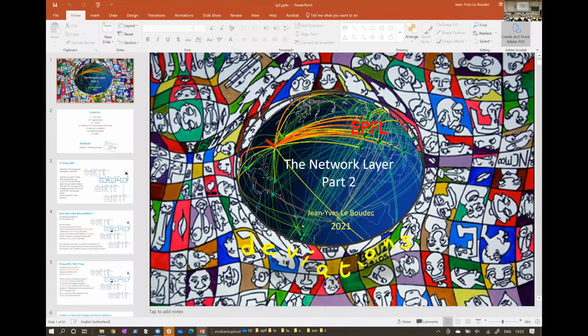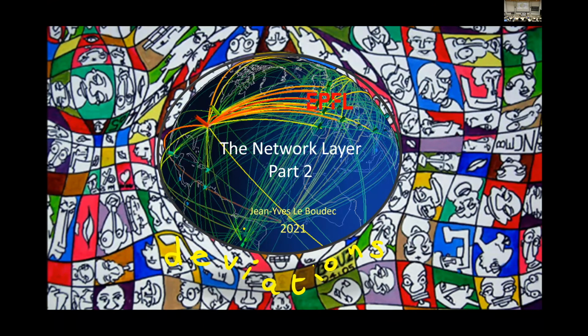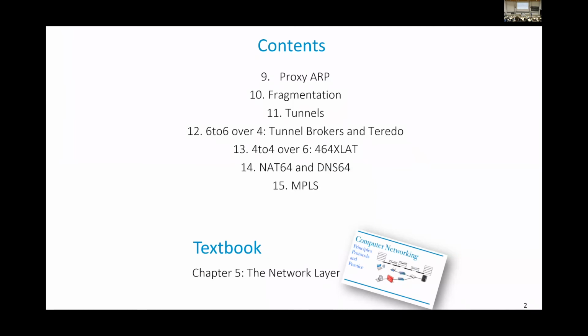Instead, what we will do now is, we're getting to the end of the course, so I've explained beautiful things, hopefully, about how TCP-IP is organized and so on. Now let's look at the things that are a bit weird and less beautiful, but they are present because they serve the purpose at some point in time. That's what I call deviations from the architecture. So those are the weird things here. This long list of deviations is proxy ARP, fragmentation, tunnels, 6to4, 6rd stuff, and MPLS.